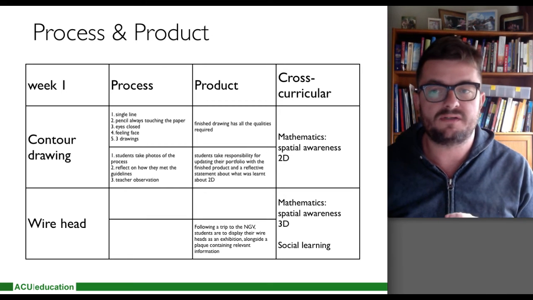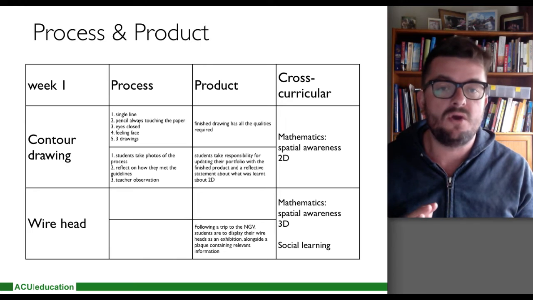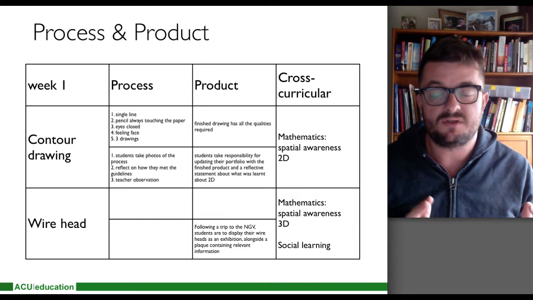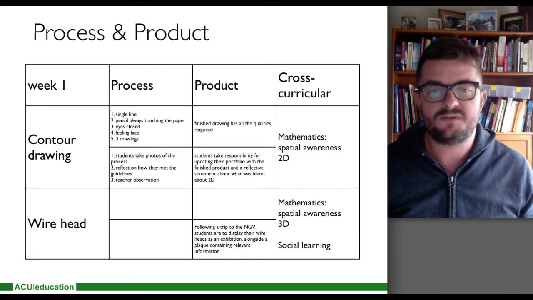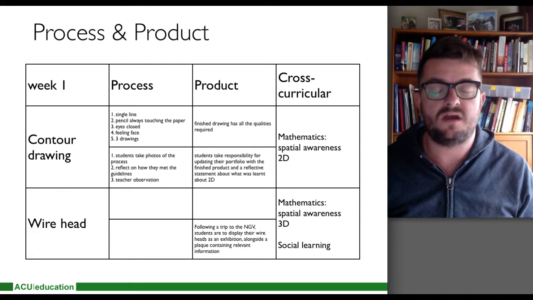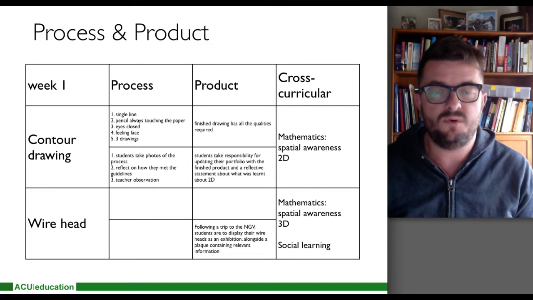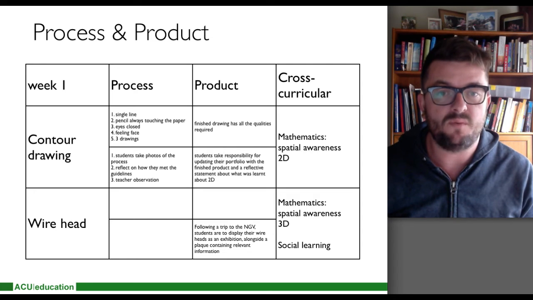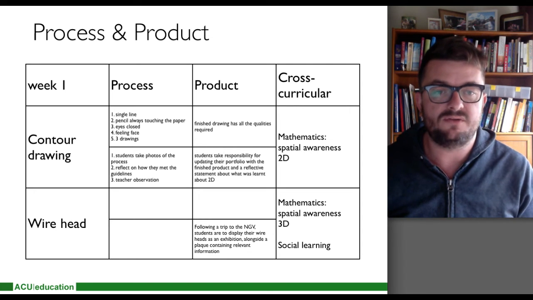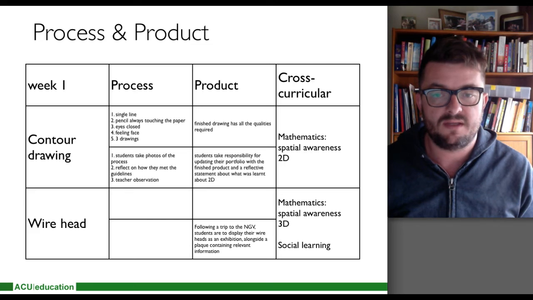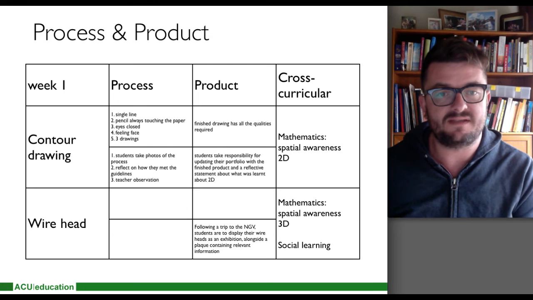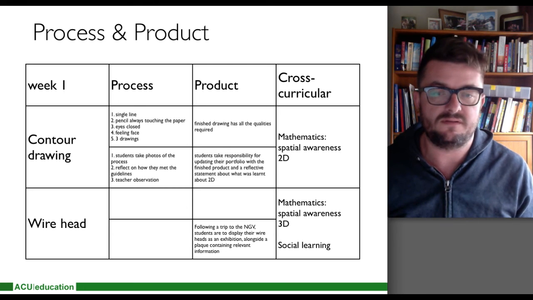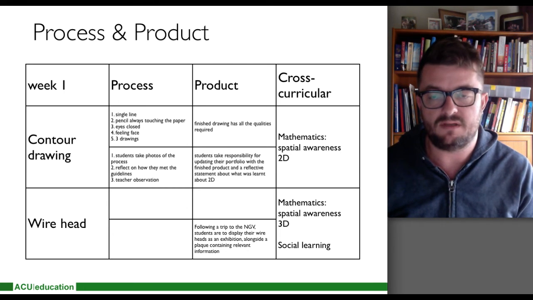So when you use the process and product, you can still assess the product, but in a really objective way rather than making it subjective. But also with the process, you can see that students are learning about the visual arts and how the visual arts work in a really deep and meaningful way without necessarily having to be producing the most incredible work. So process is what the students are doing as they're leading up to the product, and the product is obviously the final outcome.